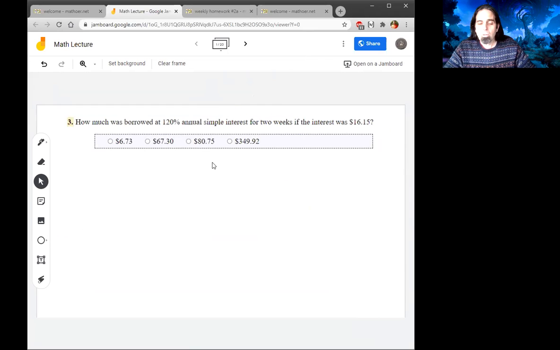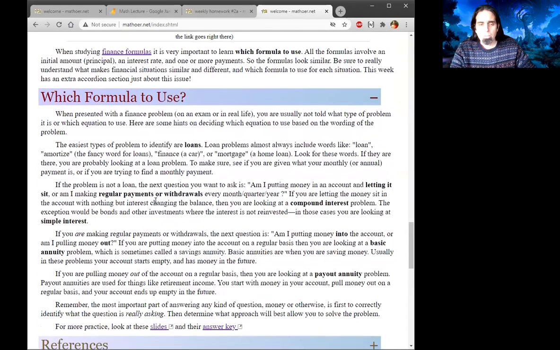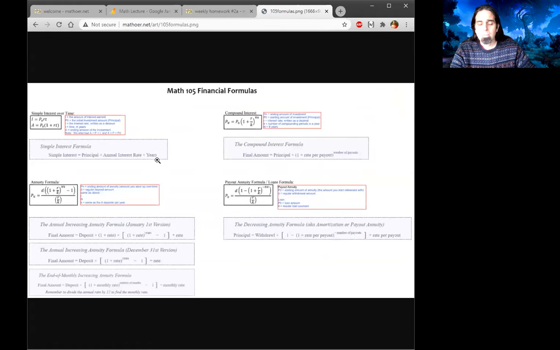So how much was borrowed at 120% annual simple interest for 2 weeks if the interest was $16.15? So we'll go back and find our finance formulas. So which formula to use, right? So here's that link about the different finance formulas. Which one do we want in this case?